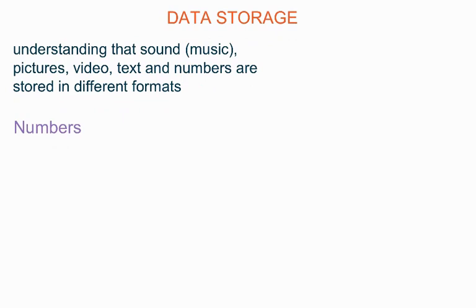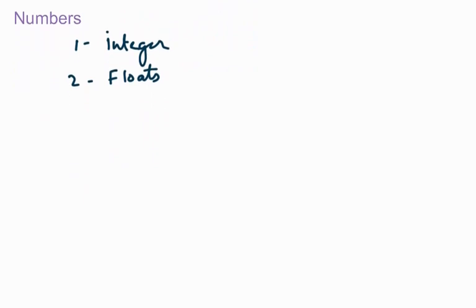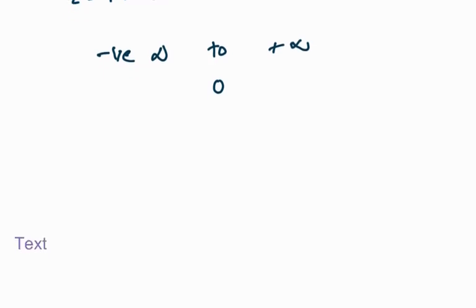So numbers are basically of two types. First you have your integers, then you have your floats. Integers are basically whole numbers ranging from negative infinity to positive infinity, and they also have zero between them. Infinities are quite large, so basically we have a limit to what we can store in a typical computer.